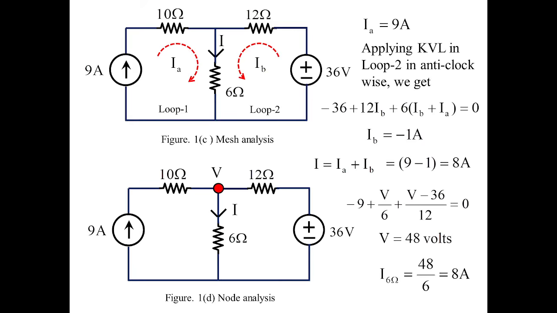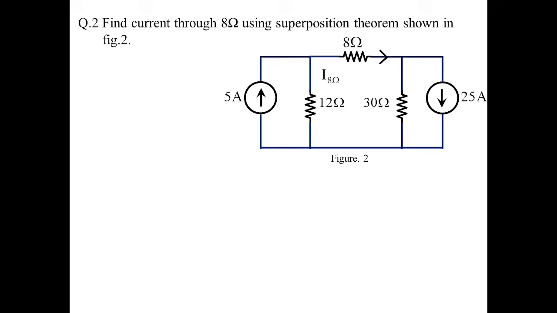So the resultant should always match. Let us find out the value of current in 8 ohms using superposition theorem for this circuit shown in figure 2. Now the same circuit here, you can see we have 8, 12 and 30. It's a pi kind of network.